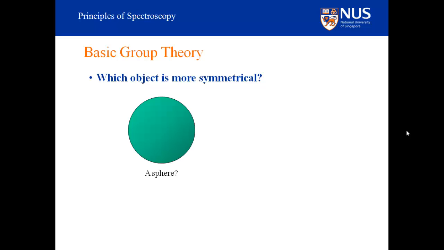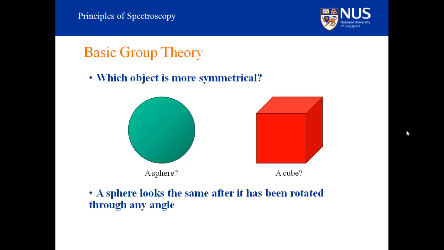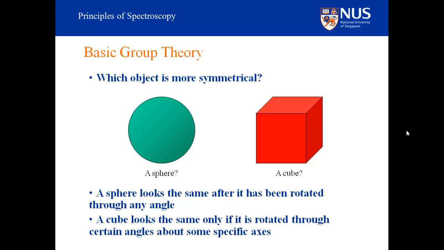Which objects, for instance if I look at these objects, a sphere and a cube, which is more symmetrical? I think that we would all agree that the sphere is more symmetric. Why do you say the sphere is more symmetrical? Intuitively you know that's right, but what is it about the sphere that makes it more symmetrical than the cube? If I put my rotational axis through my sphere, it doesn't matter what angle I rotate it by, the object looks exactly the same. For the cube, however, this is not quite the case.